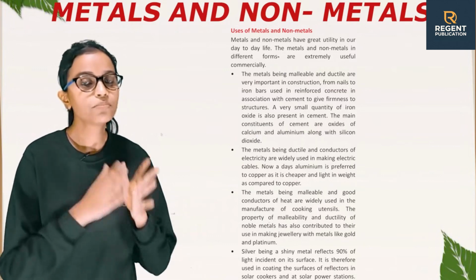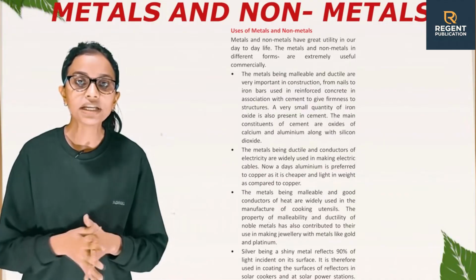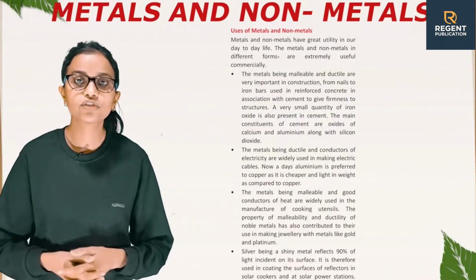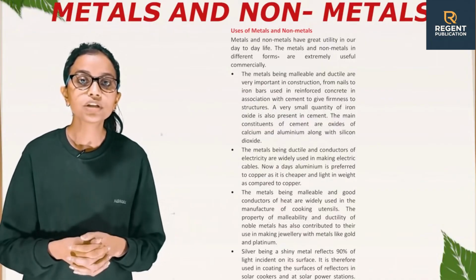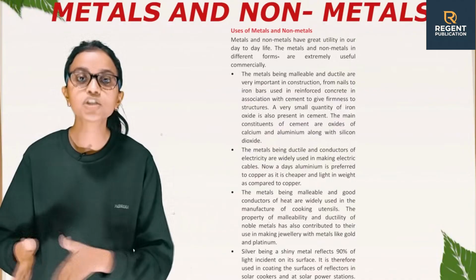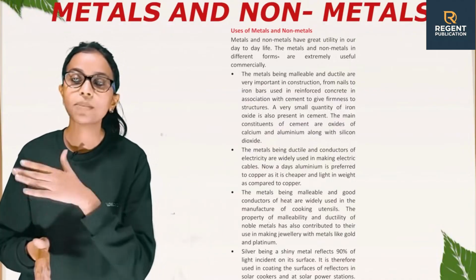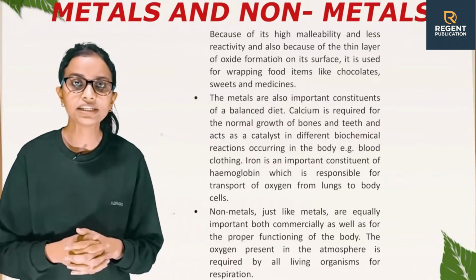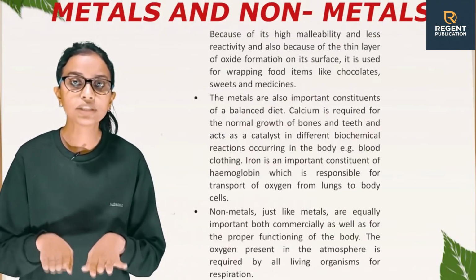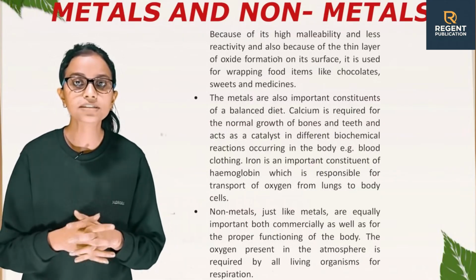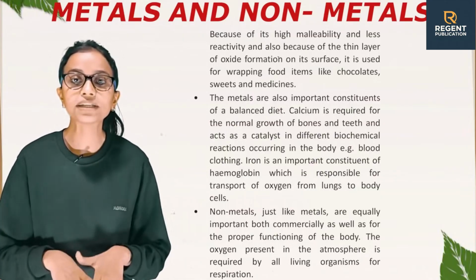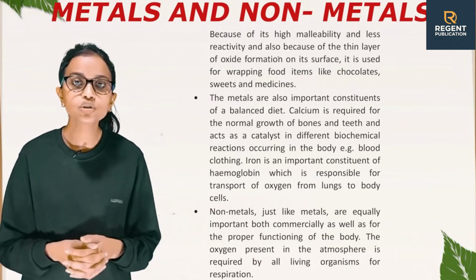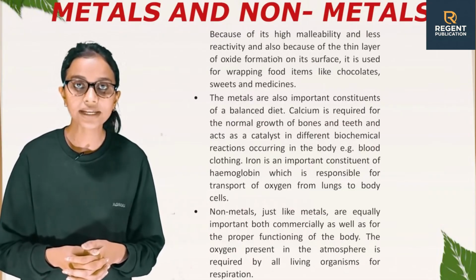Silver being a shiny metal reflects 90% of light incident on its surface. It is therefore used in coating the surface of reflectors in solar cooker and at solar power station. Because of its high malleability and less reactivity, and also because of thin layer of oxide formation on its surface, it is used for wrapping food items like chocolates, sweets, and medicines. The metals are also important constituent of a balanced diet.